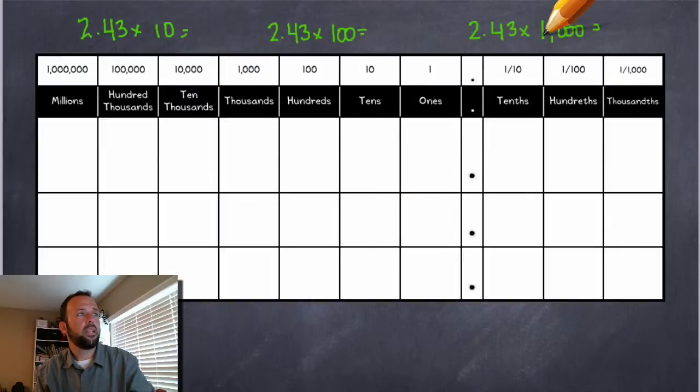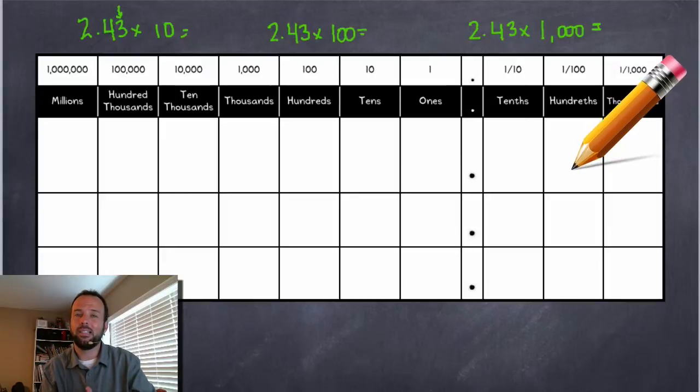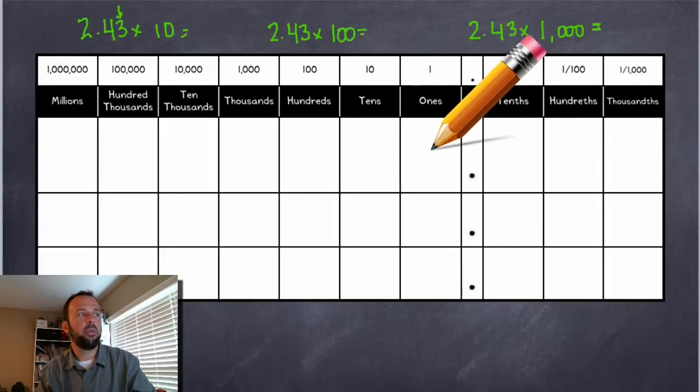Okay, so now my example up here, I have 2 and 43 hundredths, because when we're reading decimals, we read to the last place value, so it's in the hundredths place. So 2 and 43 hundredths, okay? I'm multiplying by 10, and then I'm going to multiply by 100, then I'm going to multiply by 1,000. So this time we're going bigger, right? Because we're multiplying, so we're going to be sliding to the left.